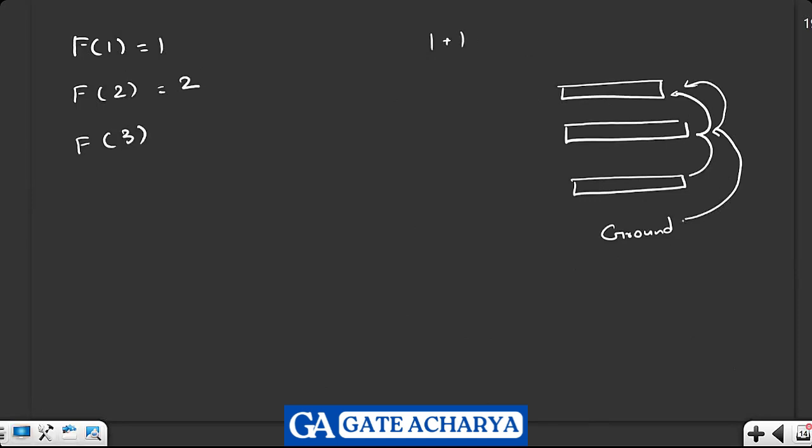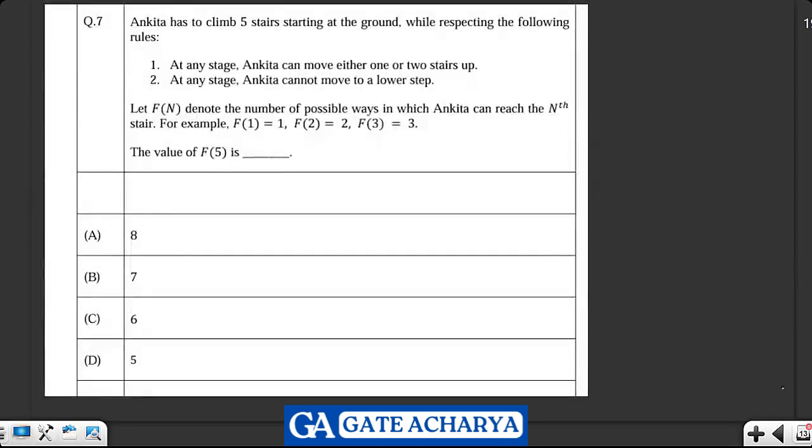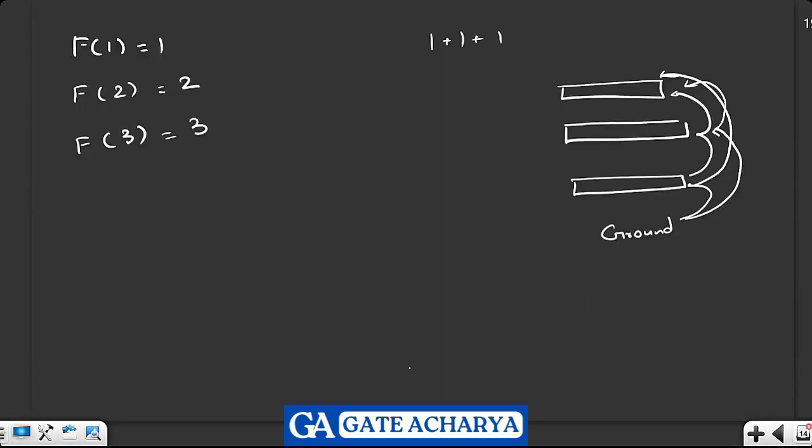Then another way is she can jump to this stair and directly jump to the third stair. That is the third way. That's how the value 3 came into the picture. F3 is coming out as 3. So similarly, you have to find the value for 5 stairs. Let me show you how to manage 5 stairs.